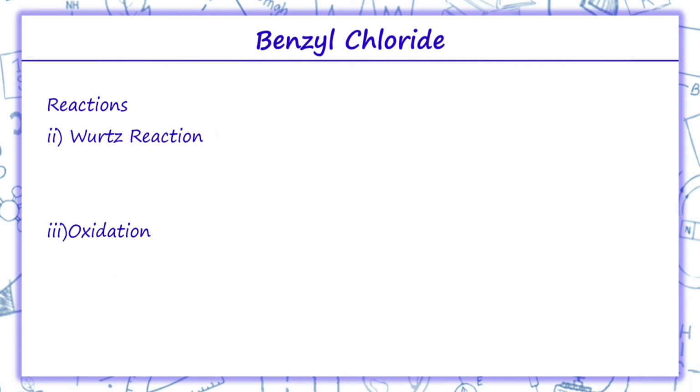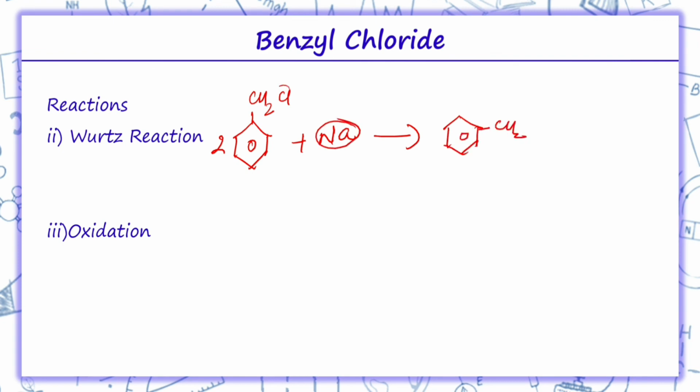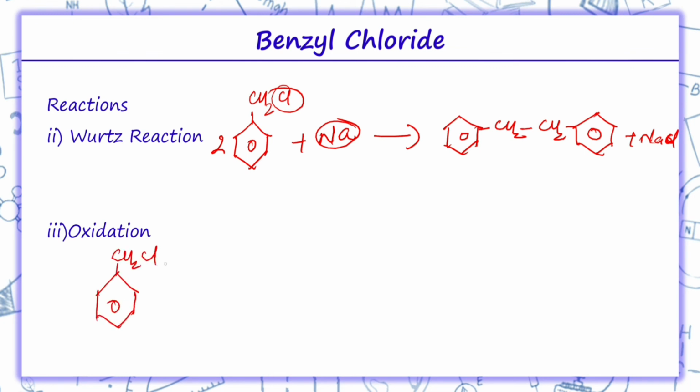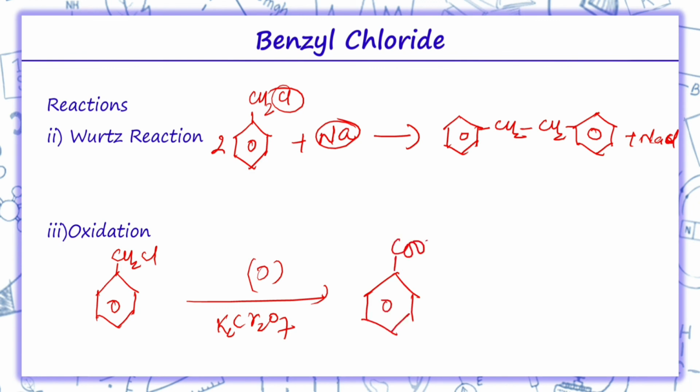Next is Wurtz reaction. When 2 moles of benzyl chloride, that is CH2Cl, react with sodium, Na and Cl will be removed, so here we have CH2-CH2 with the benzene groups attached. Similarly, benzyl chloride, CH2Cl, on oxidation with K2Cr2O7 forms benzoic acid.